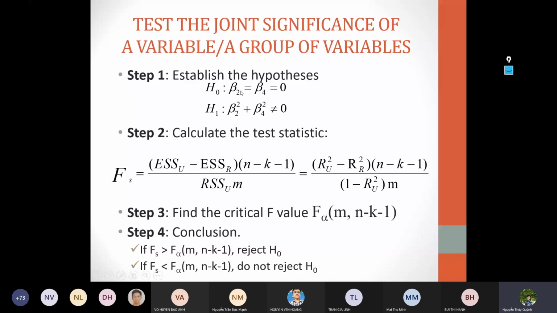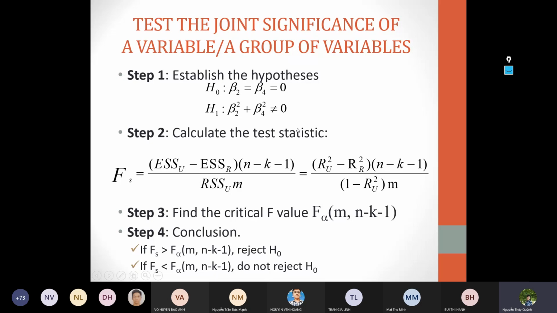We have multiple linear restrictions here. For this example, we have two restrictions in the null hypothesis: beta 2 equal to 0 and beta 4 also equal to 0. The alternative hypothesis is that they are not simultaneously equal to 0. Now step 2, we calculate the test statistic.